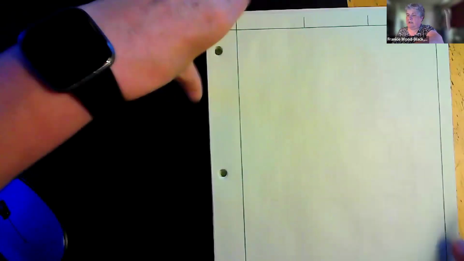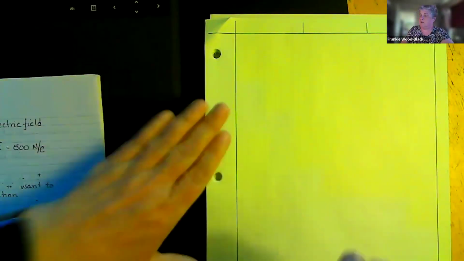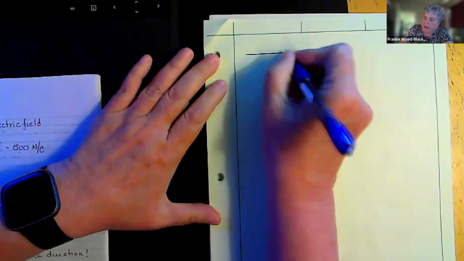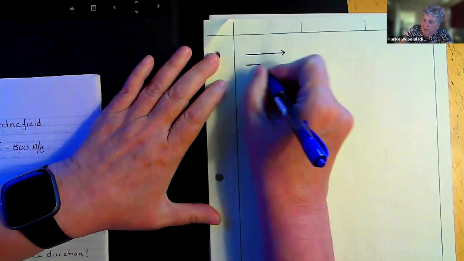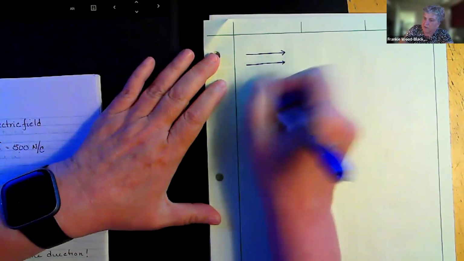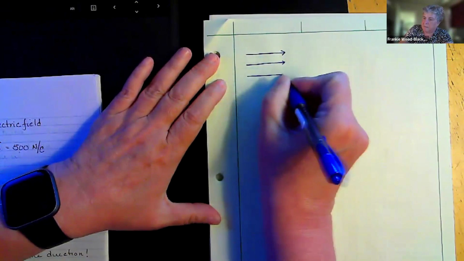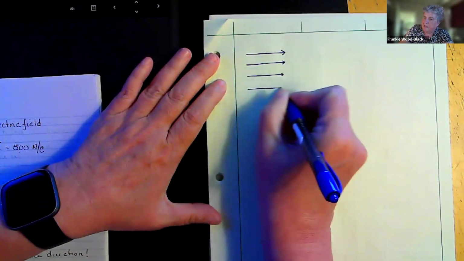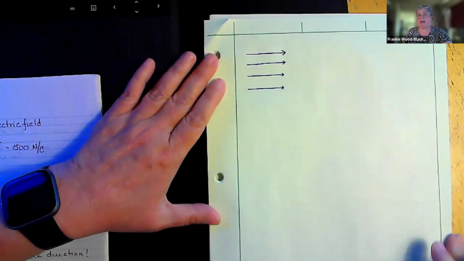Okay, so where we finished yesterday is we were dealing with electric fields and we were showing those electric fields. So I'm going to start with a constant electric field tonight. And we're going to assume that we can make a nice uniform electric field. And we talked about how we could make that.